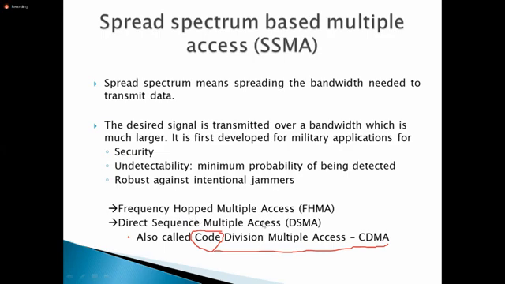Frequency hopped multiple access is one multiple access method. The other one is code division multiple access, which is based on DSSS, the direct sequence spread spectrum technique. Frequency hopping spread spectrum will give frequency hopped multiple access. That is one kind of multiple access technique. The other one is direct sequence multiple access, or the much more popular word, CDMA, right?